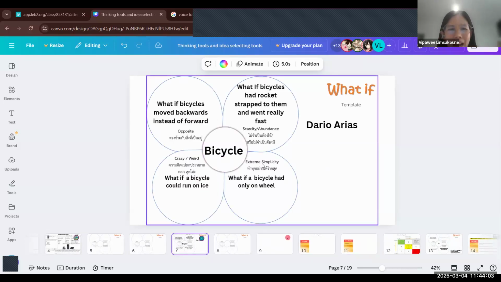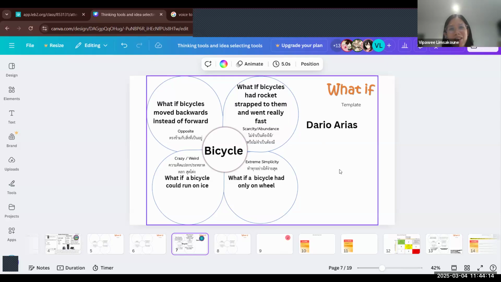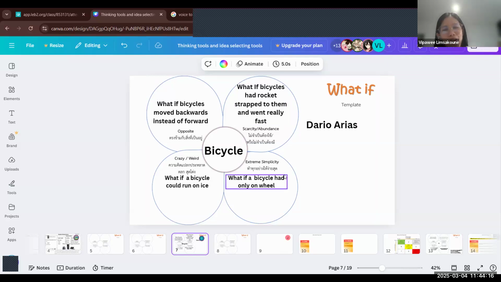So Dario designed a bike, okay, a bicycle. So he asked, what if the bicycle moves backward instead of forward? How about that, right? And then, what if the bicycle had rockets strapped to it and went really fast? So make it really fast, like a rocket, right?